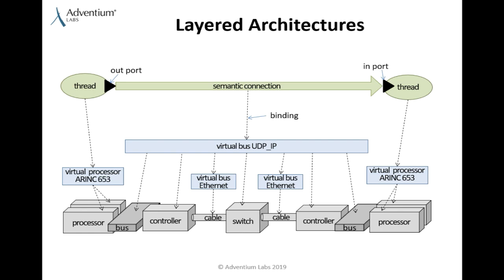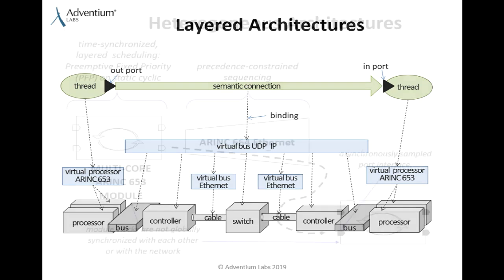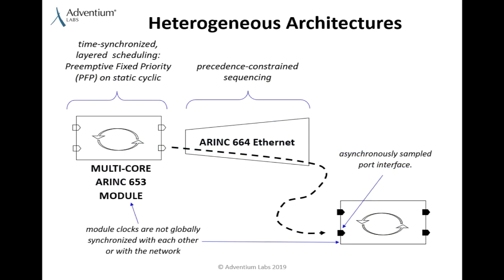Architectures and their models are layered. For example, software is often developed to execute on a virtualized execution platform that is later detailed in different ways for different systems. In AADL, binding declarations are used to allocate software demands to virtual and physical resources. Systems are heterogeneous. Different subsystems are scheduled in different ways. Some subsystems may be synchronized, but different subsystems may operate asynchronously with respect to each other.